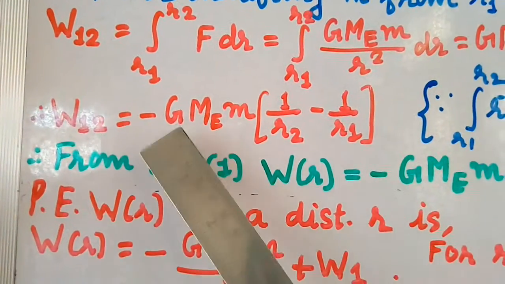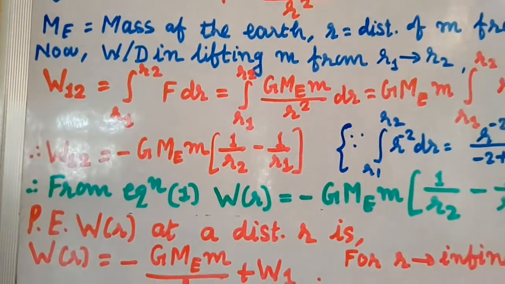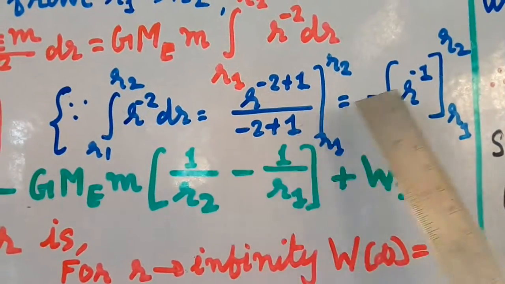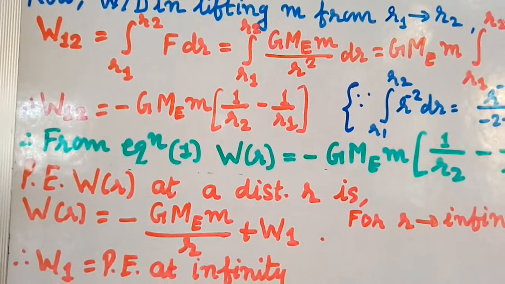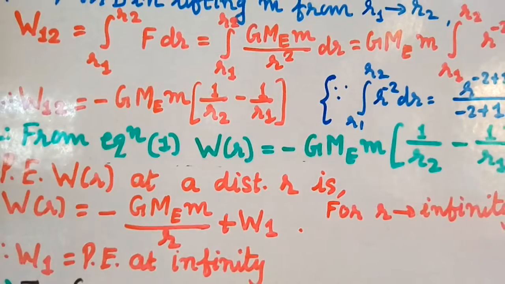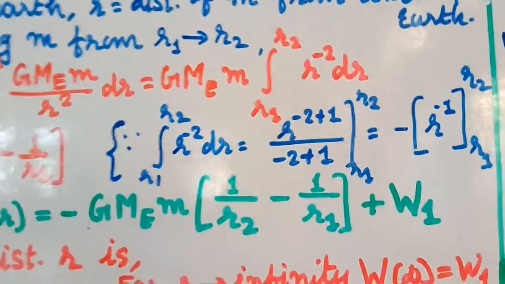So after integrating, I have written directly here 1 by r2 minus 1 by r1, and this part is as it is, G M_E m. This constant term is as it is, and the negative sign comes out because of the difference of these two being negative. So W12 is equal to minus G M_E m into 1 by r2 minus 1 by r1. I hope you understand this integral. I have written this over here.